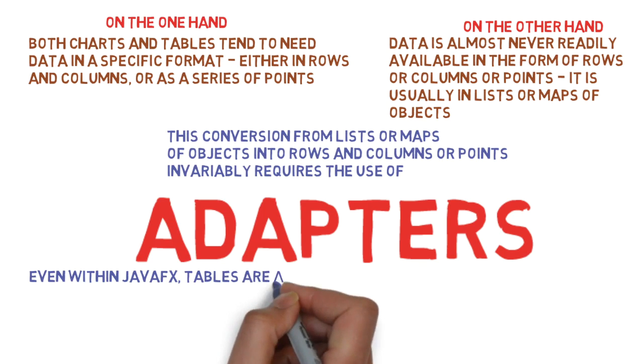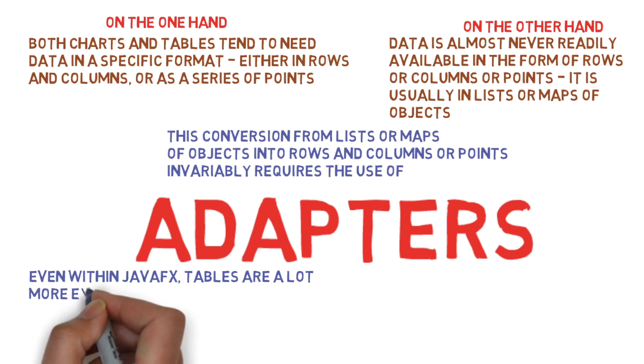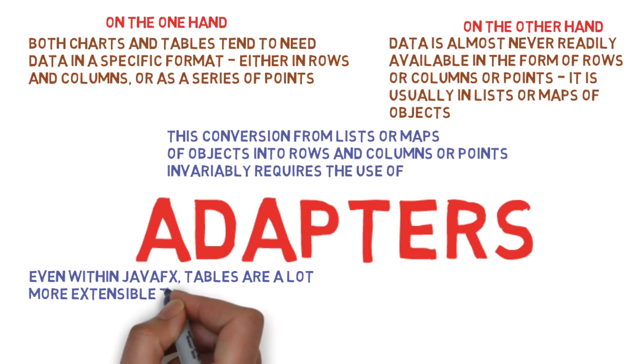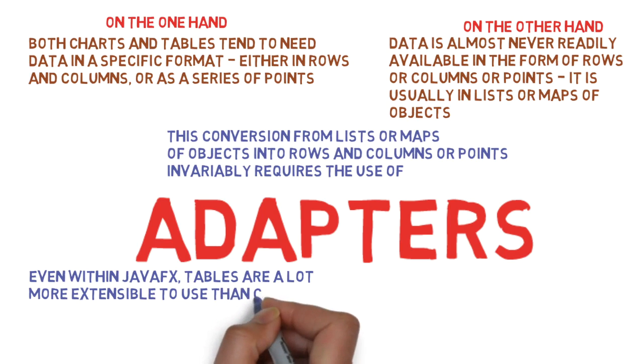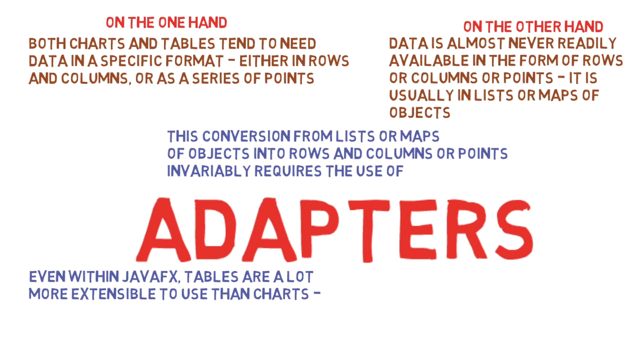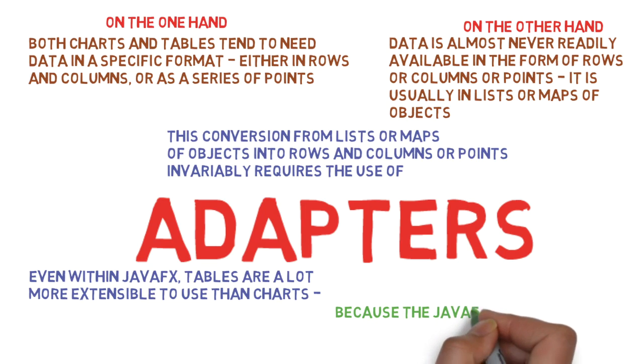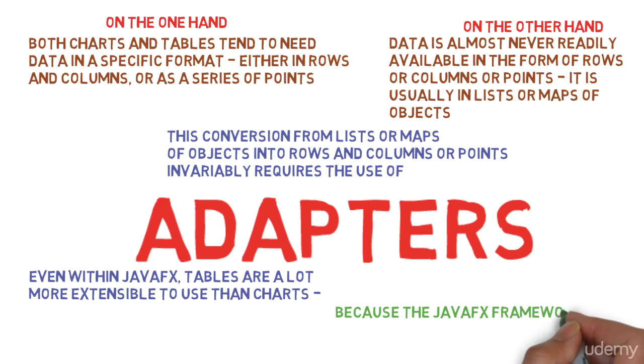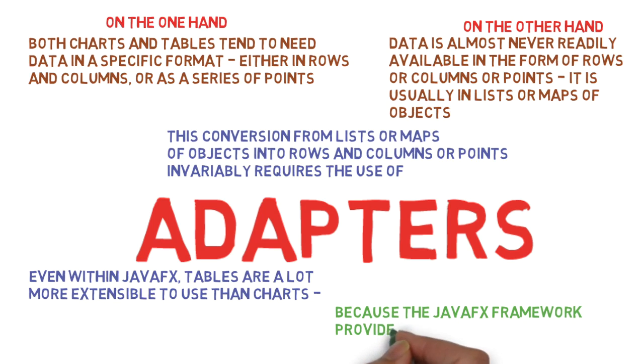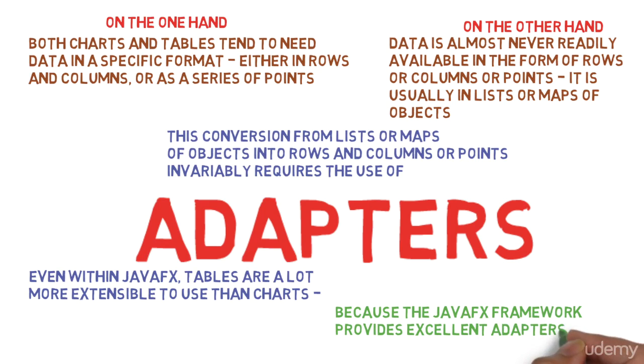Now, even within JavaFX, tables are a lot more extensible to use than charts. The JavaFX framework provides excellent adapters for tables. In fact, the adapters are so interesting that they don't really look like adapter code as you'd imagine it to be. Table support is fantastic in JavaFX. It's totally possible in a JavaFX table to wire up a list of objects to sit in a table very transparently. What does that mean?